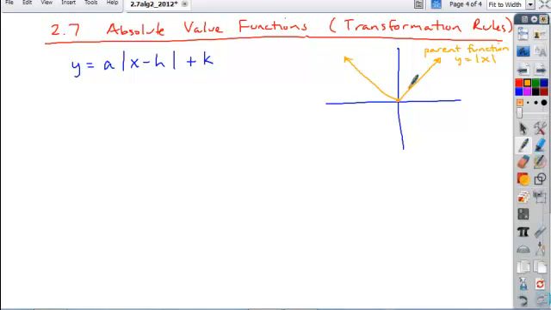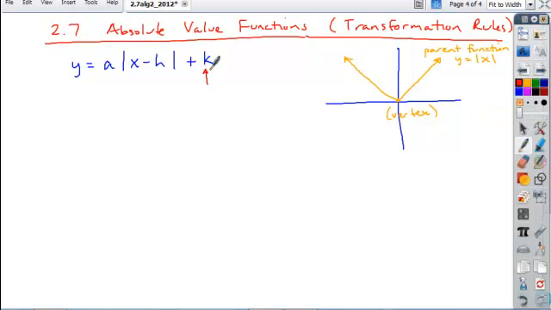Right, so all the transformation rules apply to this particular V-shaped graph. Now, again, just as a reminder, the lowest point of this graph is called the vertex. It's the point where it starts to go from decreasing to increasing. Okay, let's go through and talk about what the different transformation rules are.